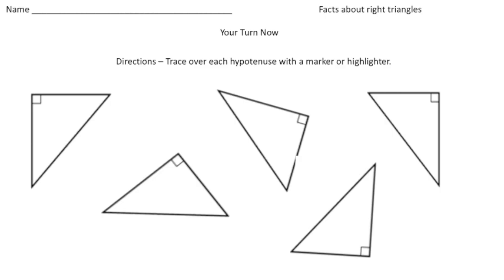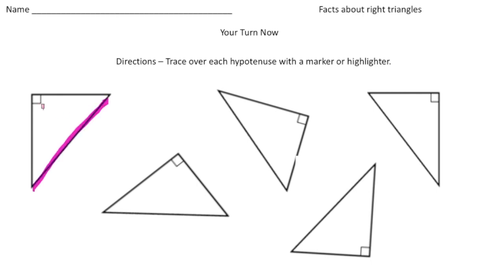All right, welcome back. Let's do these practice problems. So the directions say trace over each hypotenuse with a marker or a highlighter. And again, we know the hypotenuse is directly across from the right angle and has to be the longest side. So this first one, the hypotenuse would be this side right here.